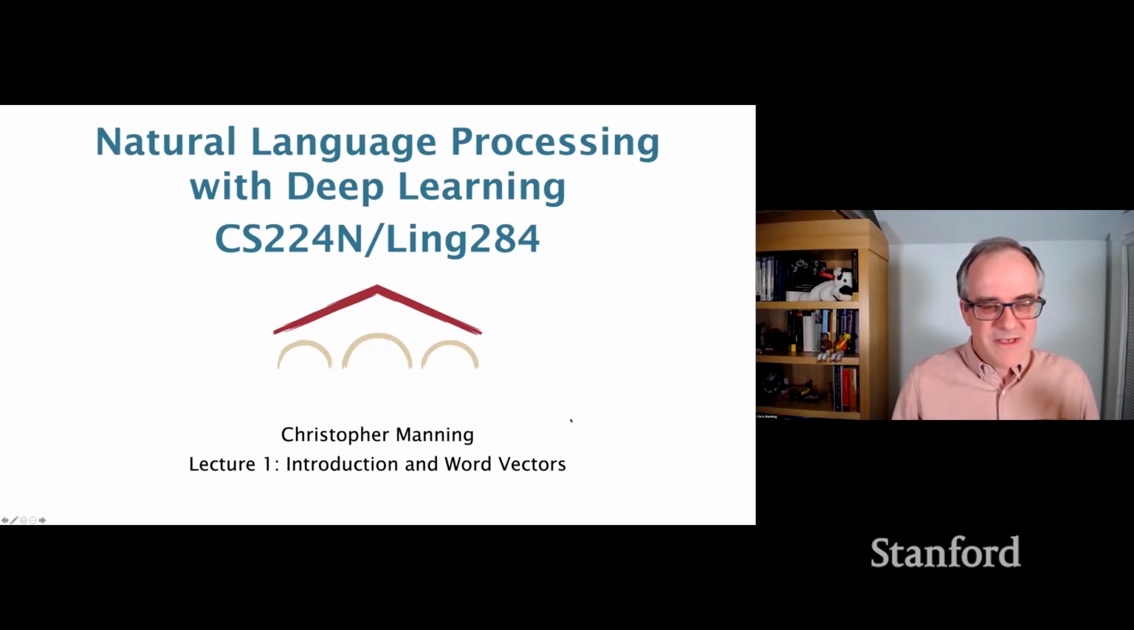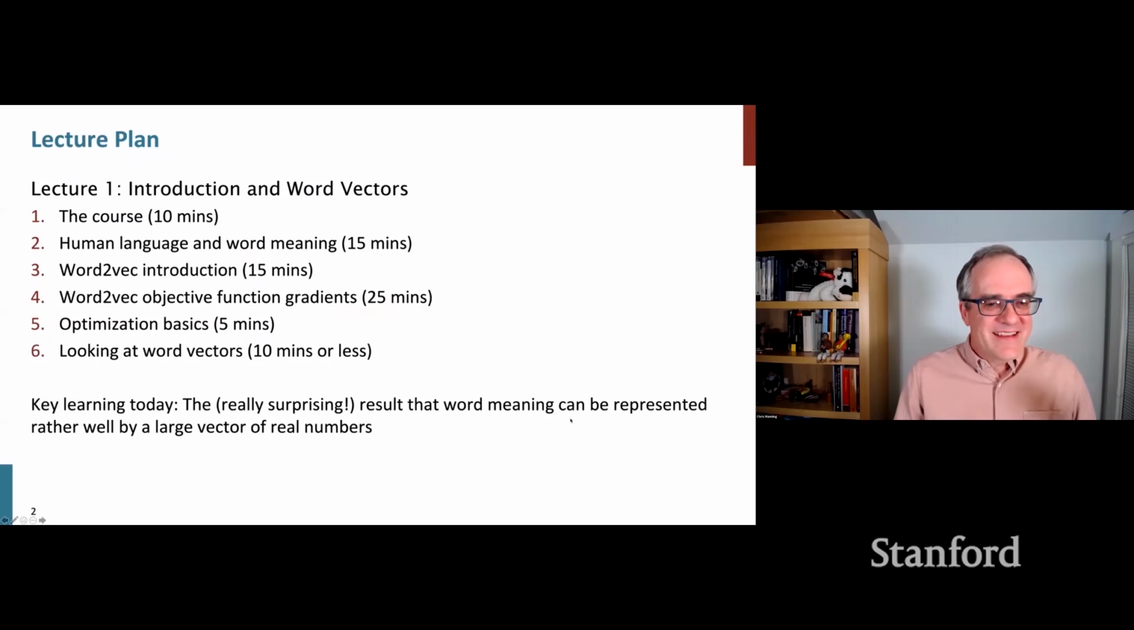So what we hope to do today is to dive right in. I'm going to spend about 10 minutes talking about the course, and then we're going to get straight into content for reasons I'll explain in a minute. We'll talk about human language and word meaning. I'll then introduce the ideas of the word2vec algorithm for learning word meaning. And then going from there, we'll work through concretely how you can work out objective function gradients with respect to the word2vec algorithm and say a teeny bit about how optimization works.